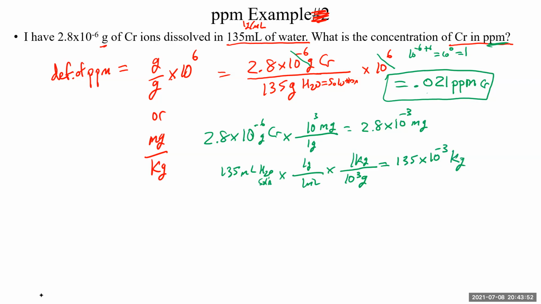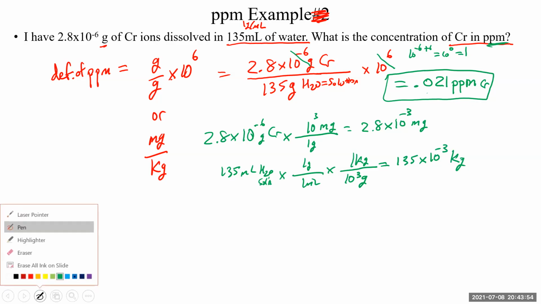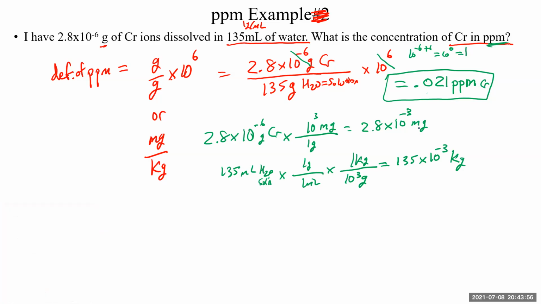Why did I do that? Because when I divide these by each other, what am I going to get? The 10 to the minus 3s are going to cancel out. I'm going to get, what do you know? 2.8 divided by 135. The exact same thing I got over here. It's going to be the same number. Right back where we started again. So there you go, 0.021 parts per million.